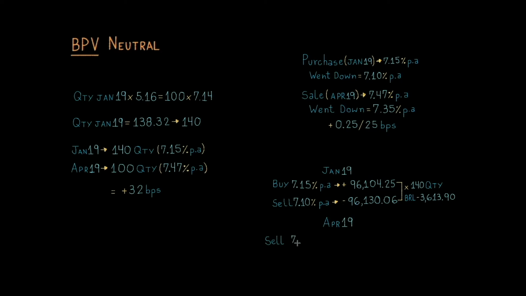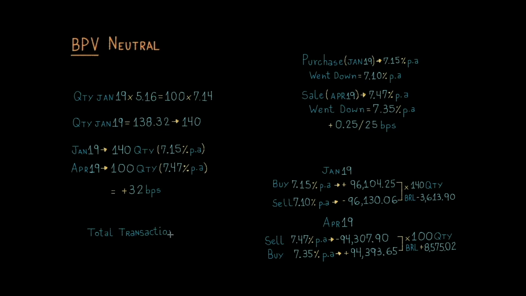In the April 2019 transactions, 100 contract quantities at 7.47% PA were sold with a PU of 94,307.90 and same-day purchase of 7.35% PA with a PU of 94,393.65. This resulted in a profit of 8,575 Brazilian reals and 2 cents. The final result of the transactions was a profit of 4,961 Brazilian reals and 13 cents.